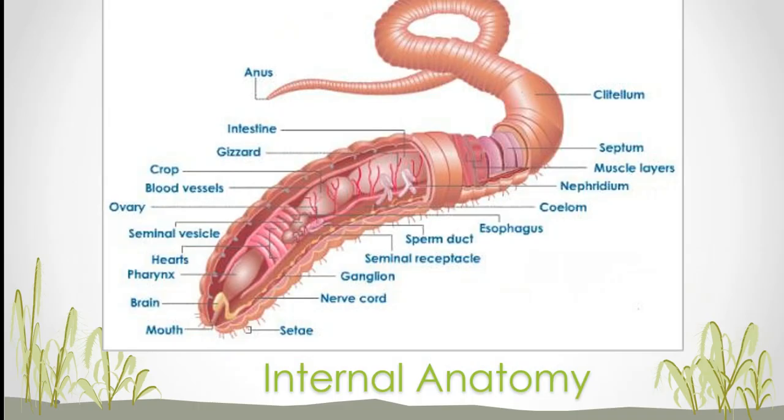All right, the internal anatomy right here. We've talked a little bit about the digestive system: the crop and the gizzard and the mouth area and the intestine, that kind of thing. But along here, you're going to see we have a series of little, what we call hearts, right? They're little muscular structures that pump the blood out through these vessels right here.